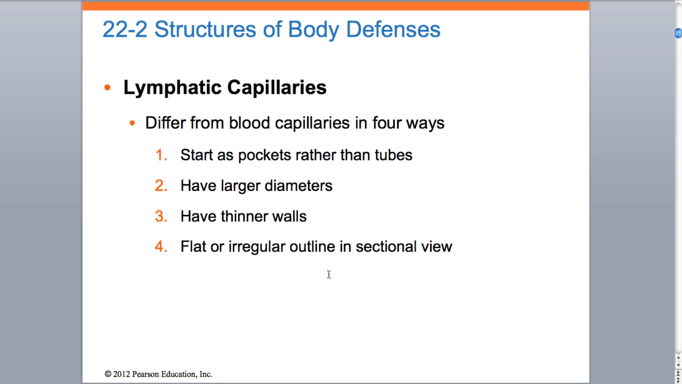Make sure you know the characteristics of lymphatic capillaries versus blood capillaries. One, lymphatic capillaries are larger. They have thinner walls, start as pockets rather than tubes, and are flat typically, or irregular shaped. Okay. So these are the differences between blood capillaries and lymphatic capillaries. Okay, do not confuse the two.